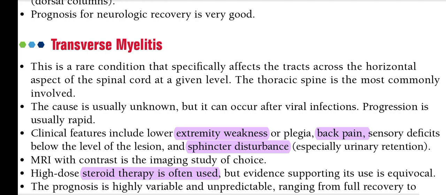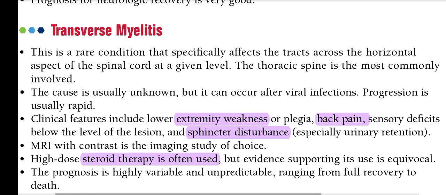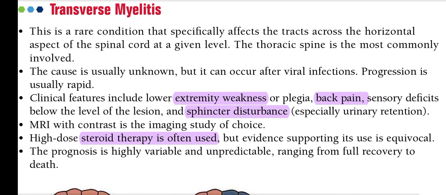Clinical features include lower extremity weakness or paraplegia, back pain, sensory deficit below the level of the lesion, and sphincter disturbance, especially urinary retention. MRI with contrast is the imaging study of choice. High-dose steroid therapy is often used, but evidence supporting its use is equivocal. The prognosis is highly variable and unpredictable, ranging from full recovery to death.